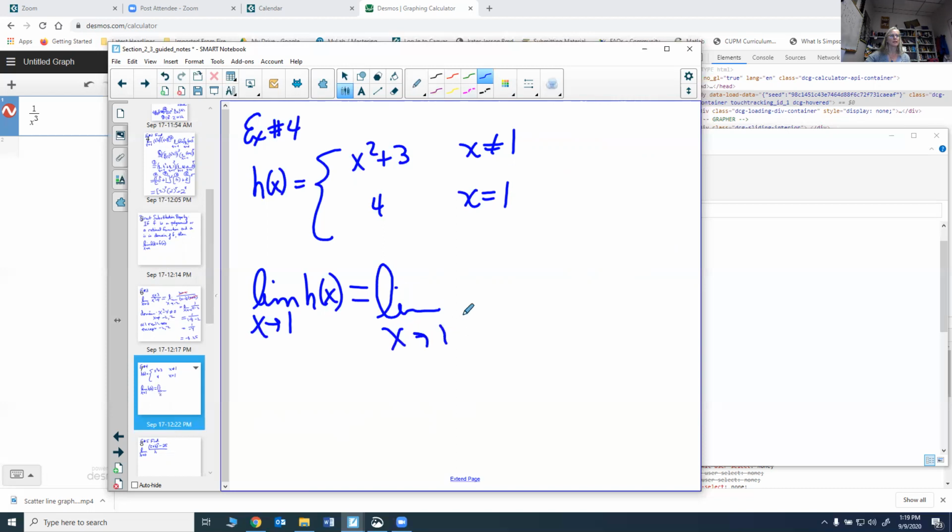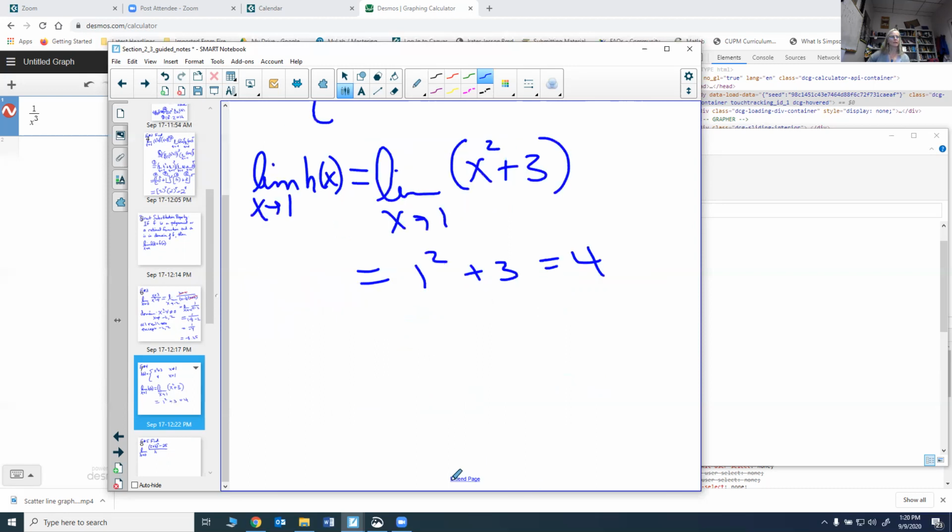So now we have the limit as x goes to 1 of my top branch, x squared plus 3. And I can then use direct substitution that allows me to plug that in. So using direct substitution, that would be 1 squared plus 3, or 4.